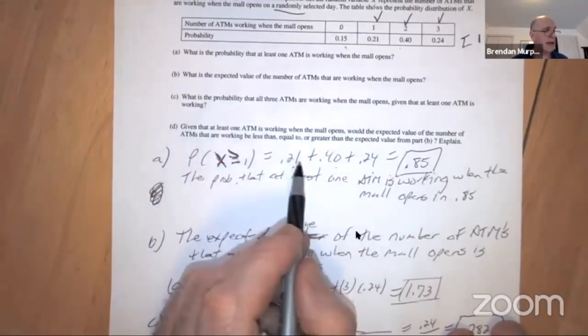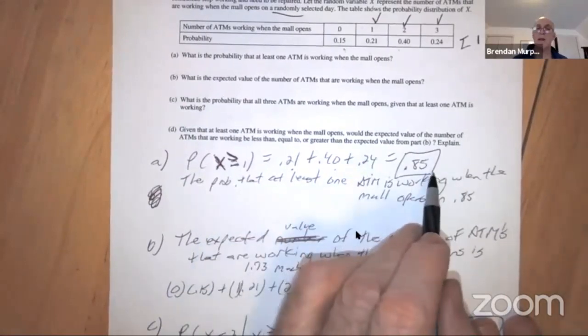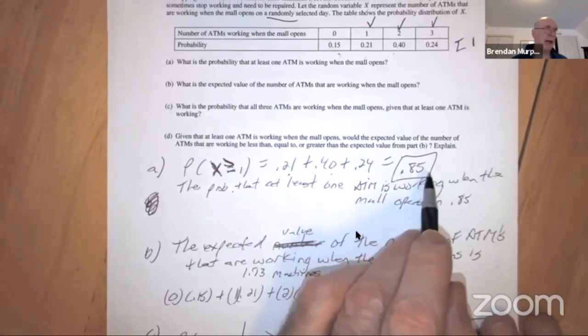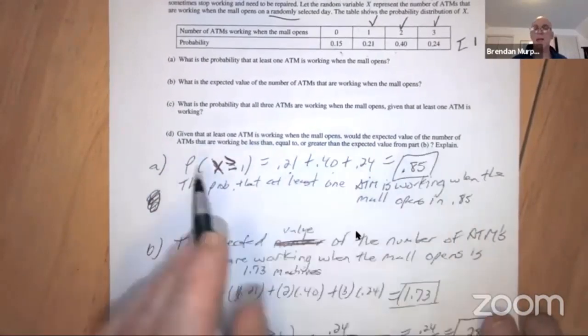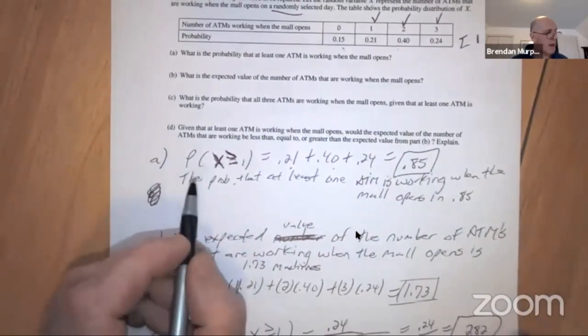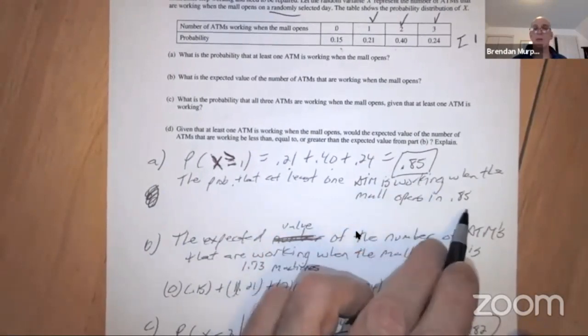Again, notice that I have those numbers on my paper. I want to make sure that I'm showing the reader my mathematics. And then sometimes I step back and say, you know, is that enough, or should I probably include a sentence? And I wanted to include a sentence. So the probability that at least 1 ATM is working when the mall opens is 0.85.